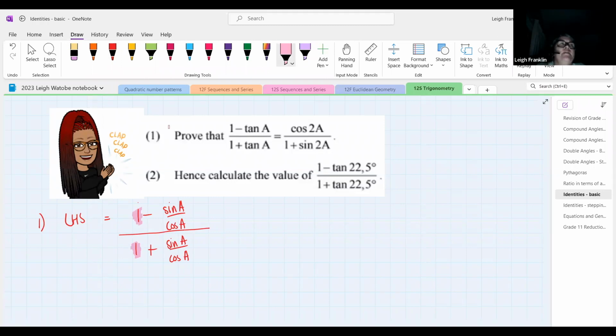Do you think that it would be helpful for me in this scenario to write 1 as sine squared theta plus cos squared theta? Is that going to help me? Yes or no?